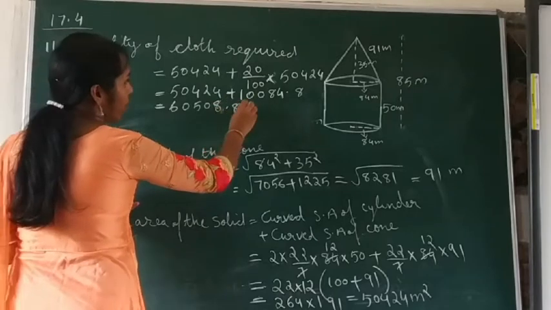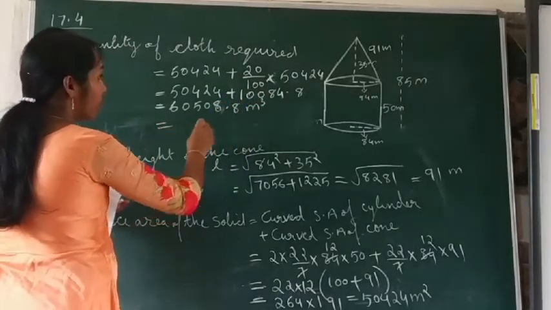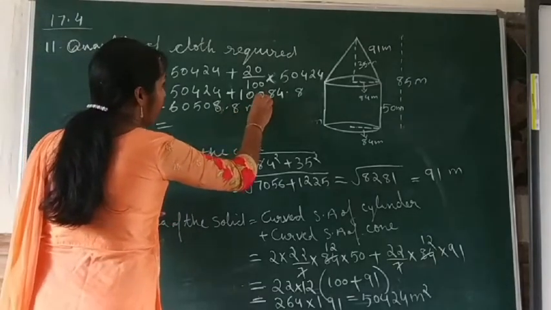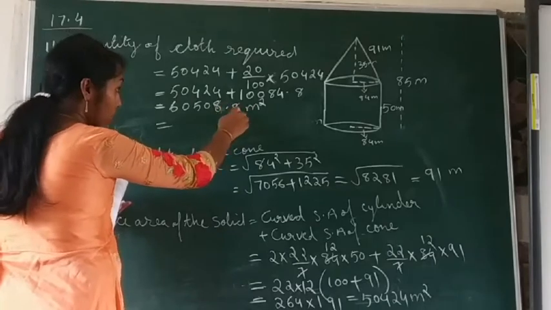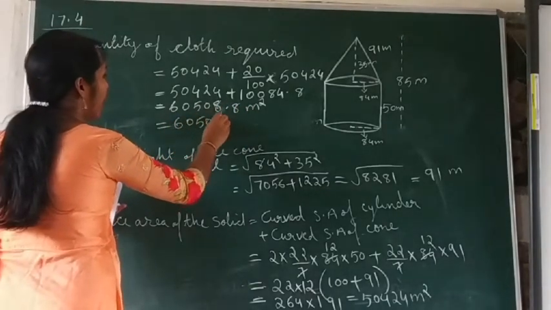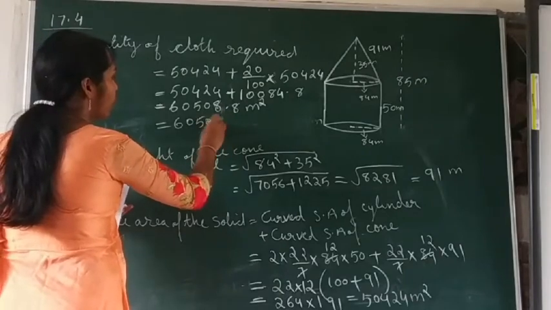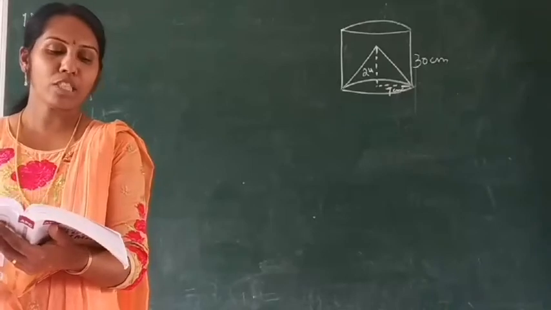So that is equal to 60,508.8 meter square. We have to find it out in approximate meter square. So the nearest meter square we have to find out, that is 50,509 meter square.